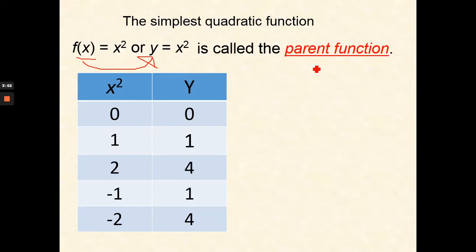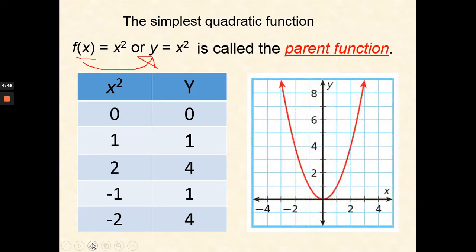Okay? So you are given the parent function, y is equal to x squared. Okay? So if x is 0, that is 0 raised to 2, that is 0. So your y is 0. If your x is 1, 1 raised to 2, so 1 times 1, that is 1. If your x is equal to 2, 2 raised to 2, so what is 2 times 2? That is 4. If x equals negative 1 squared, so negative 1 times negative 1, that is 1. If x is negative 2 squared, negative 2 times negative 2, that is equal to 4. Okay? So if we plot the points on a Cartesian plane and connect all the points, we will come up with this one.